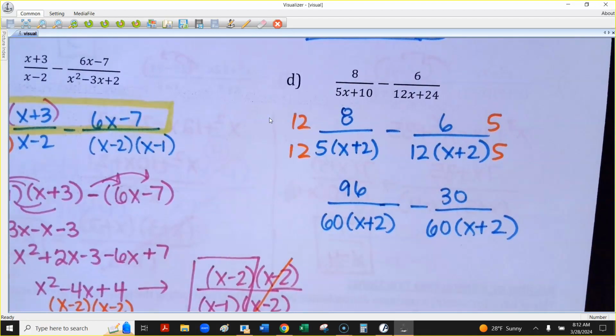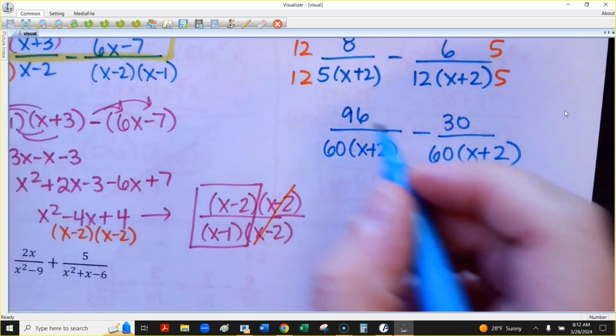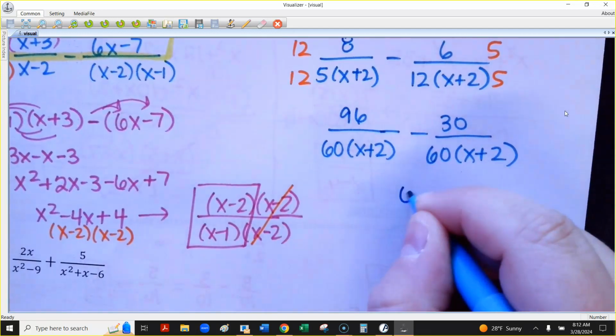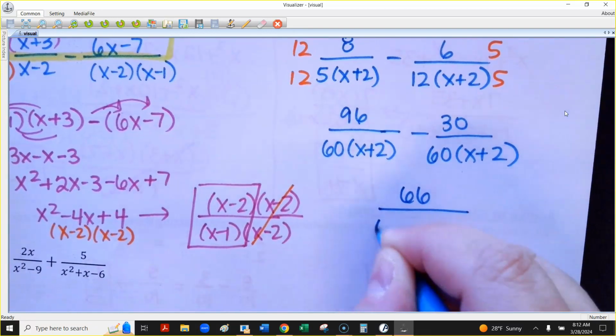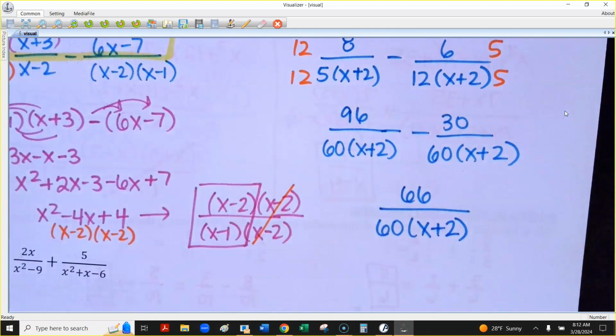Okay, now, don't try and simplify at this point. Make sure you do the subtraction first. Like I know 96 over 60 reduces, and I know 30 over 60 reduces. But put it down to one fraction before you try and reduce anything. So 96 minus 30 would give me 66 on the top. You have 60 times x plus 2 as your common denominator.